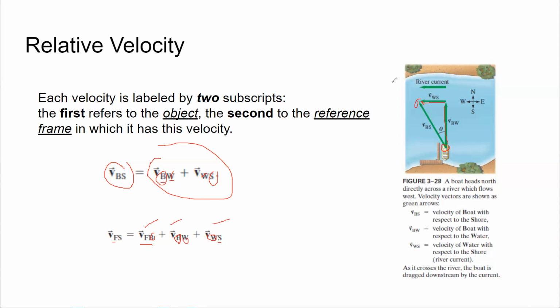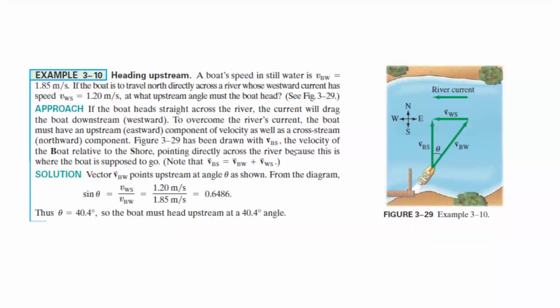Okay, so that's the same thing as vector resolution. That's for the application, relative velocity or relative motion, as your last module there. And the next is a problem taken from John Coley. For example, heading upstream, a boat's speed in still water, VBW, is equal to 1.85 meters per second.